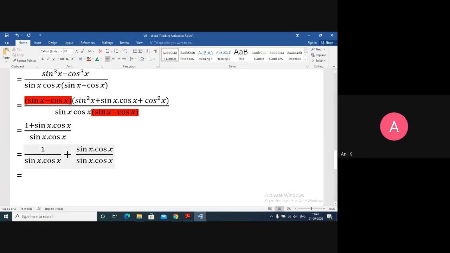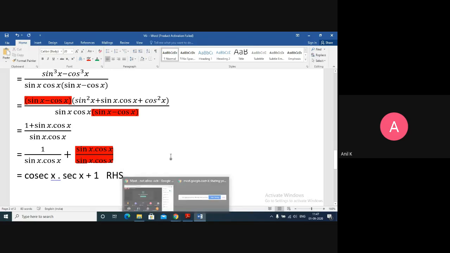Now what you get here is 1 upon sin, and 1 upon sin is cosec x. 1 upon cos, and 1 upon cos is sec x. Yes. So these both terms in the second fraction will get cancelled because they are the same terms, so that will come as 1. So this is your final answer: sec x cosec x plus 1. Okay, this is your RHS. If you start with LHS, this is it.